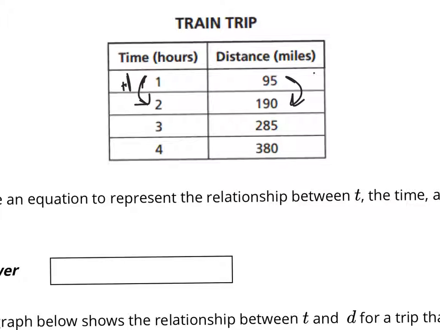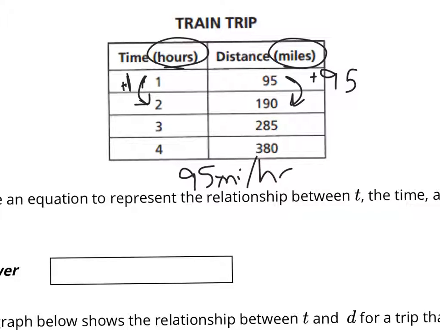And then if you look at the distance actually increases by 95 each time. So what that tells me, this was 95 miles, that was 1 hour, so that tells me that their rate is 95 miles per hour. If the rate's 95 miles per hour, the equation we talked about, D equals RT, the 95 miles an hour is our rate, so that means our equation could be D equals 95T.